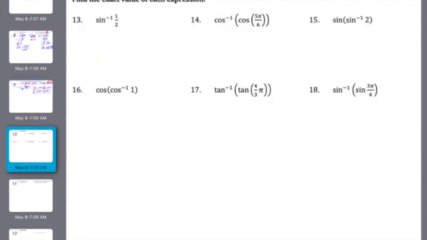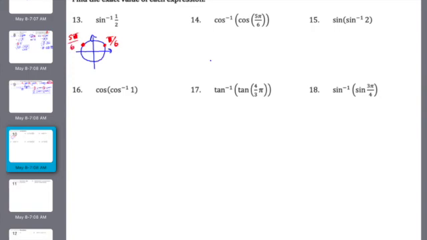All right, number 13 through 18 are dealing with finding the exact value of some trig expressions. So in these, we have to think in terms of our unit circle and the restricted domain of those inverse trig functions. So in number 13 here, we have to think of our unit circle. Where on the unit circle does sine have a value of 1/2? Well, that happens at 2 places. It happens over here at pi/6, and it happens over here at 5 pi/6.